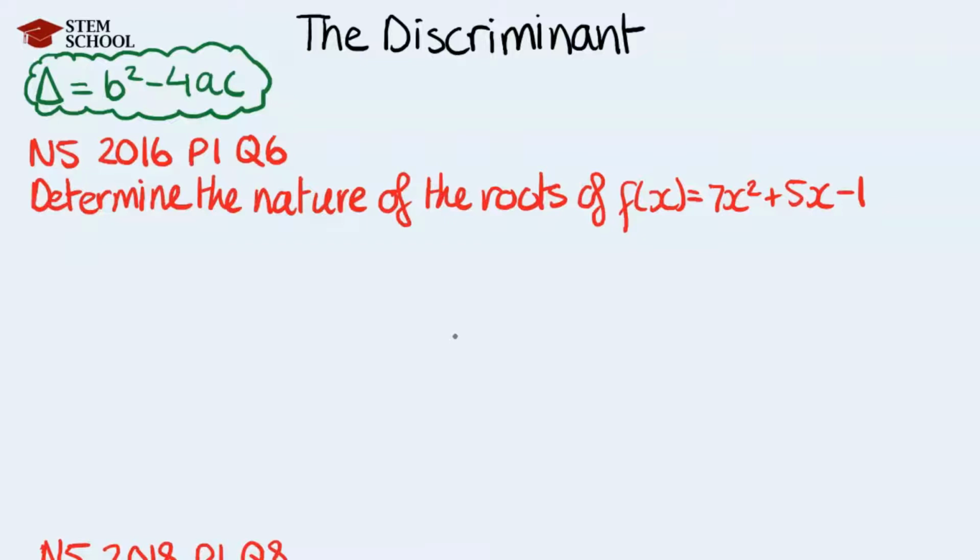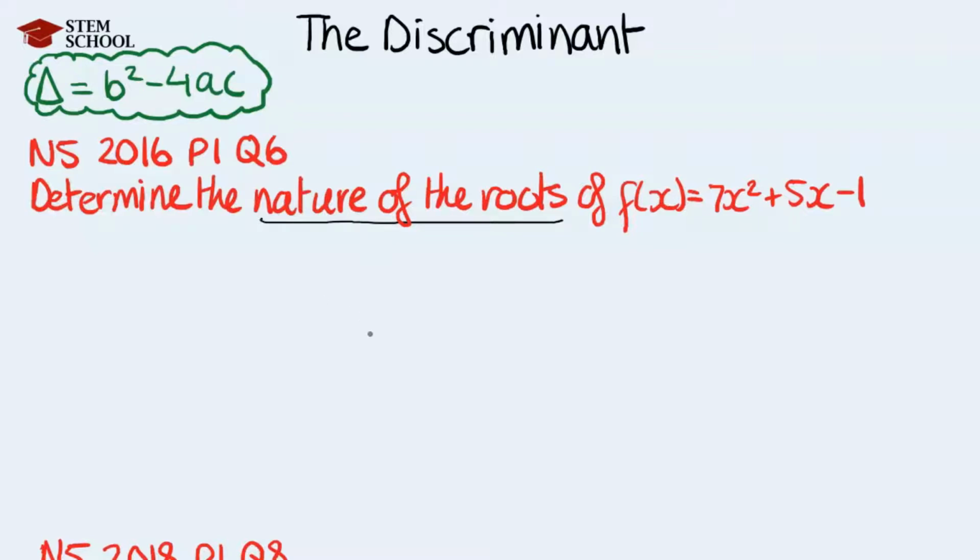So the questions that you get asked about the discriminant tend to be really straightforward. So what we'll do is we'll jump straight into some exam questions. This first question is saying determine the nature of the roots of f of x is equal to 7x squared plus 5x minus 1. The clue that is looking for you to talk about the discriminant is these keywords here, nature of the roots, and it gives you the quadratic equation.